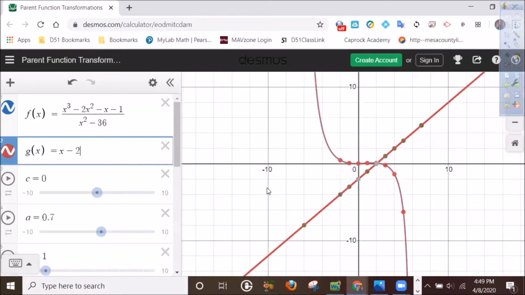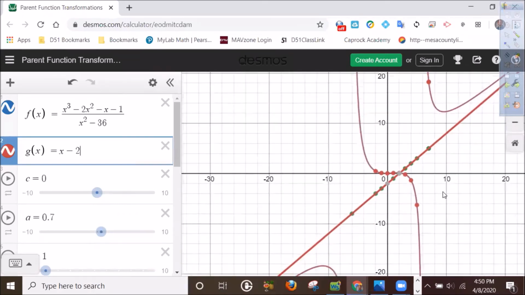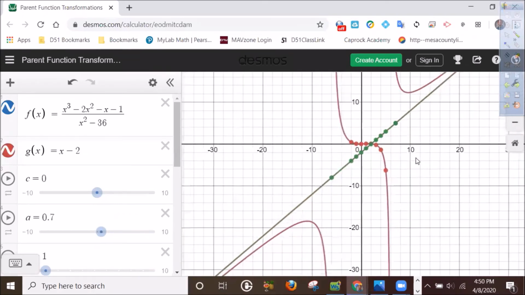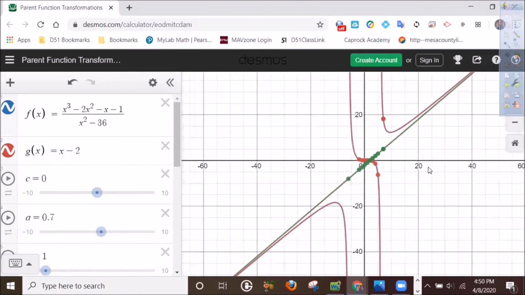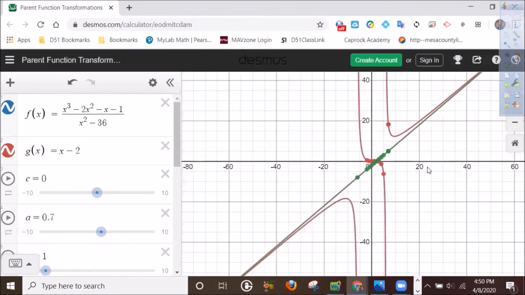So here's the graph of x cubed minus 2x squared minus x minus 1 over x squared minus 36, along with the oblique asymptote y equals x minus 2. And you might think to yourself, well, it doesn't look like that graph is following along that straight line at all. But notice what happens as we start to zoom out and reveal the other parts of the graph. So notice that those two branches do follow the oblique asymptote really well as we move off to positive and negative infinity.